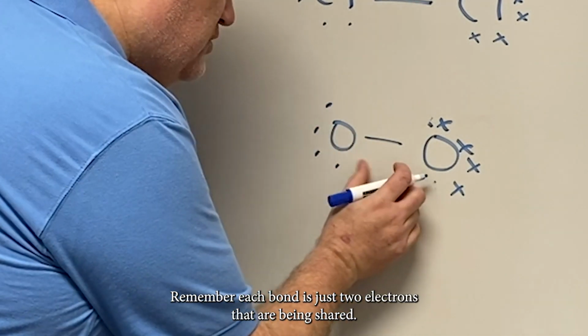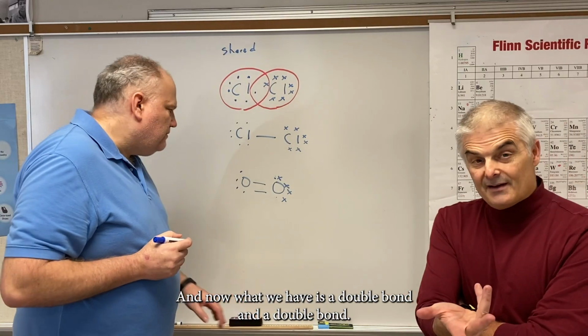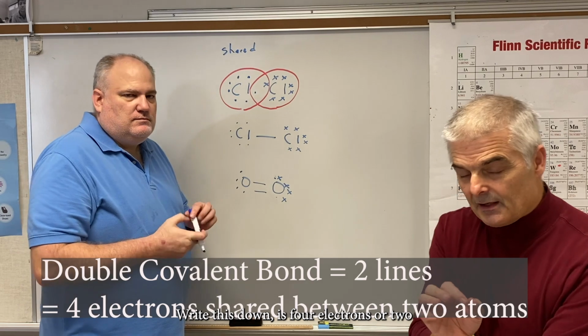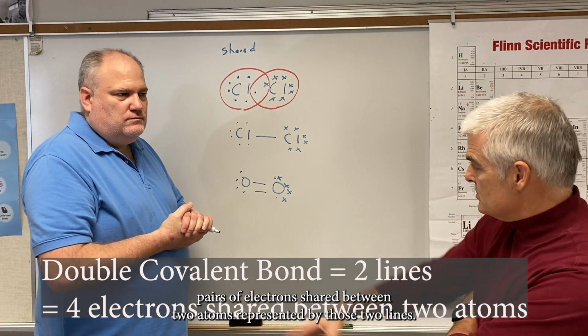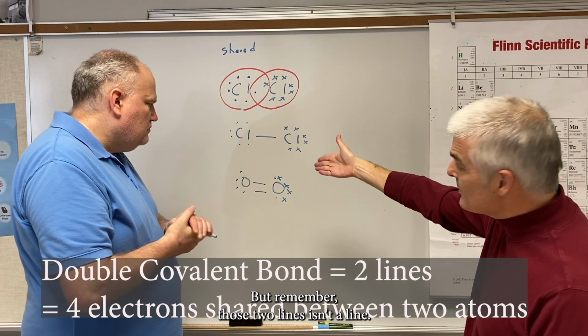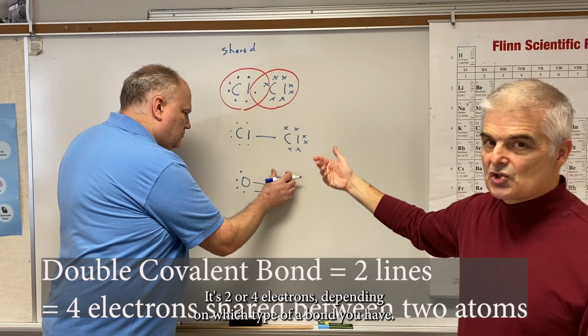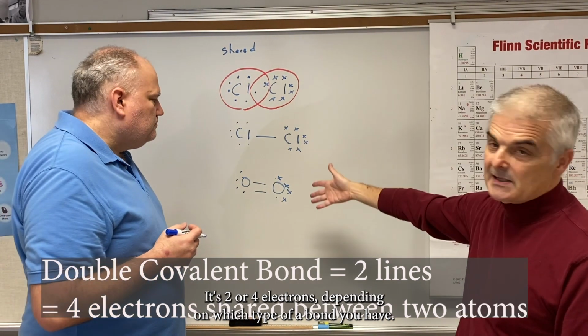Remember, each bond is just 2 electrons that are being shared. And now what we have is a double bond. And a double bond, write this down, is 4 electrons or 2 pairs of electrons shared between 2 atoms, represented by those 2 lines. But remember, those 2 lines isn't a line, it's 2 or 4 electrons, depending on which type of bond you have.